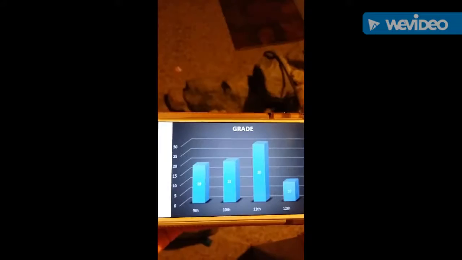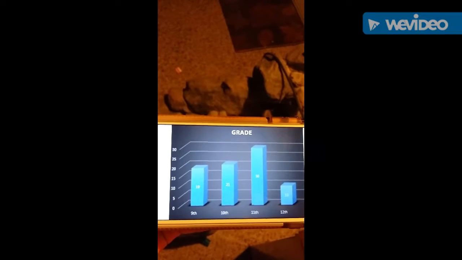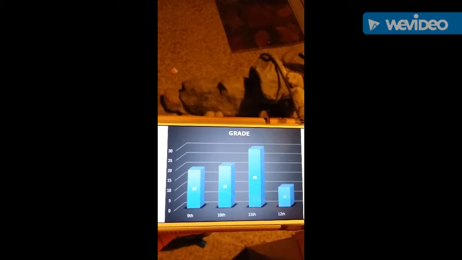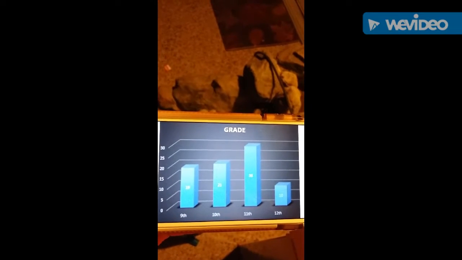Lastly, our bar graph was based on the grades of the students. 19 students are in 9th grade, 21 are in 10th grade, 30 are in 11th grade, and 10 are in 12th grade. So now I bet you're wondering, after all this data, how exactly does sleep affect physical activity? So we said that the more hours of sleep you get, the more hours of physical activity you are able to perform.